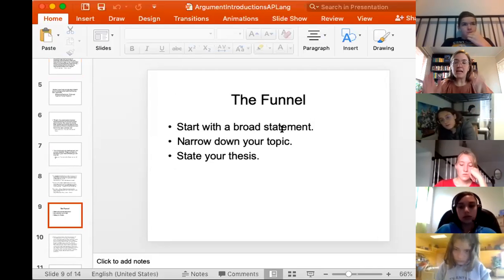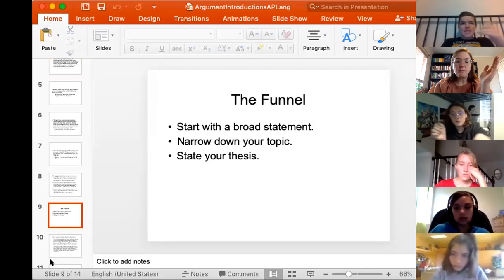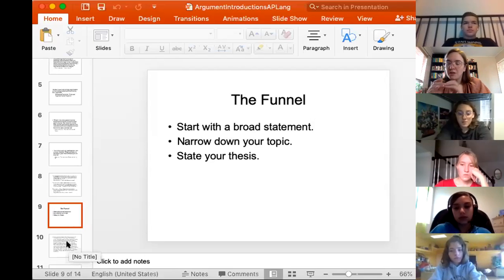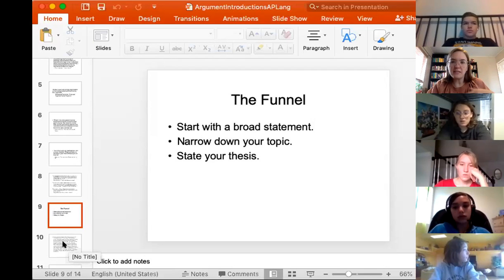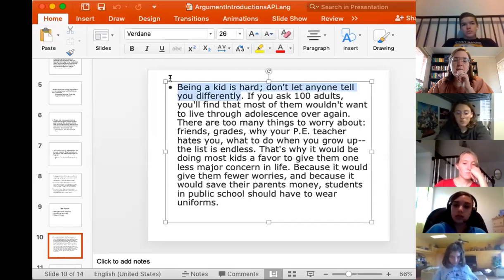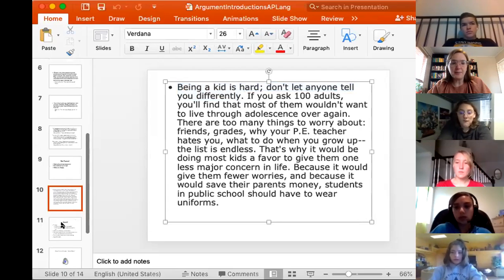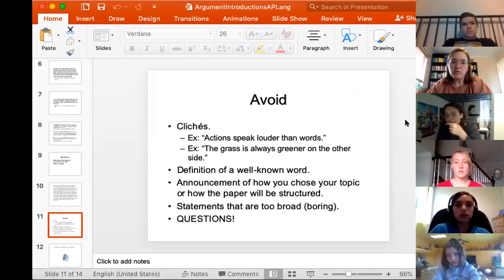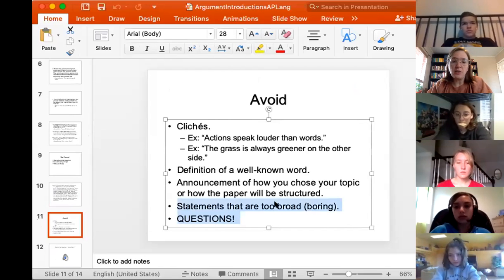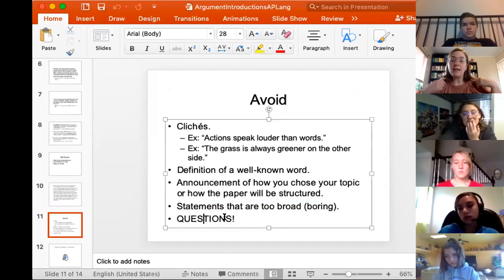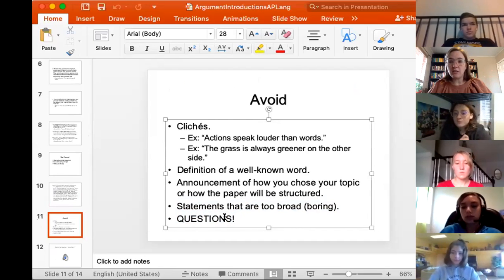And then there was that funnel style, where you start really broad and then you move on. And when you start broad, it's not like in the history of the world, there have always been conflicts. No, you want to start kind of broad, but you still want your audience to get an idea of what your topic is going to be. So there was this example where your topic is going to be about making kids' lives easier, right? So it starts broad, but not too broad. And I had this about avoidance. Avoid cliches, avoid definitions of well-known words, and especially these two. Avoid statements that are too broad, and questions. No questions. I made the suggestion that you don't write any questions at all in your argumentative essays.